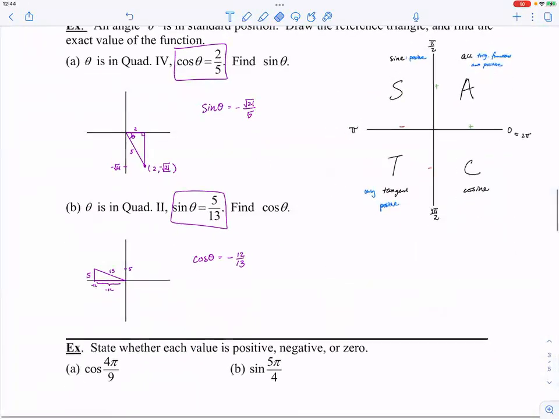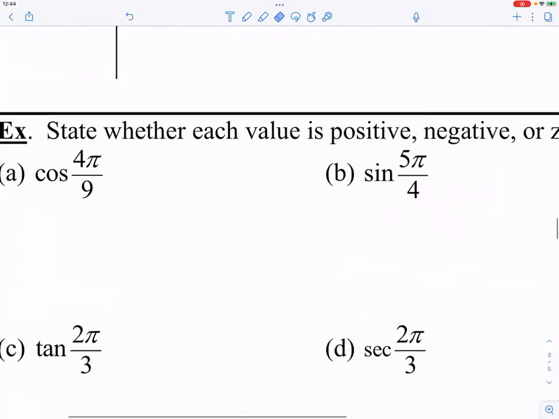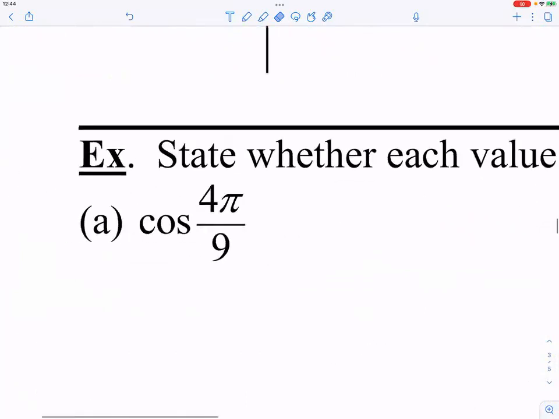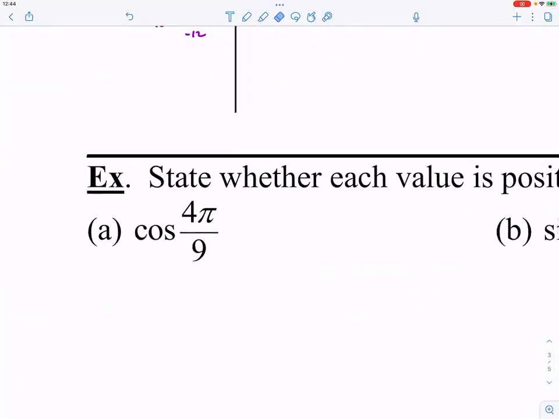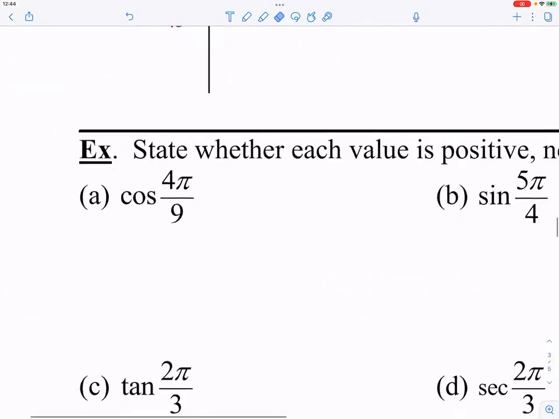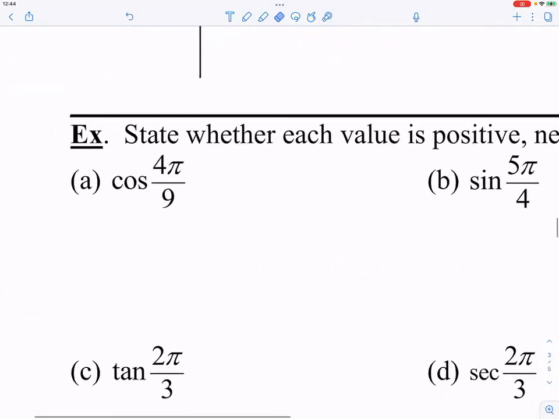Now, that's going to transition into the next part, because for the next part, we need to start looking at these angles and start telling which quadrant each is in. So for example, we have cosine of this angle, 4 pi over 9. What quadrant is it in? 1, 2, 3, or 4? How can you tell?